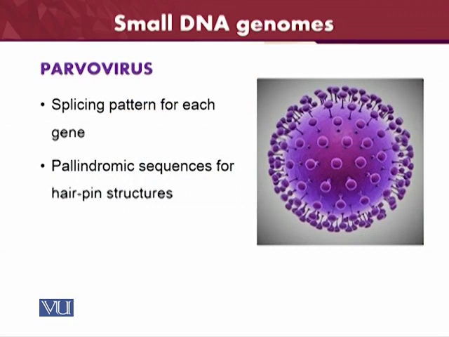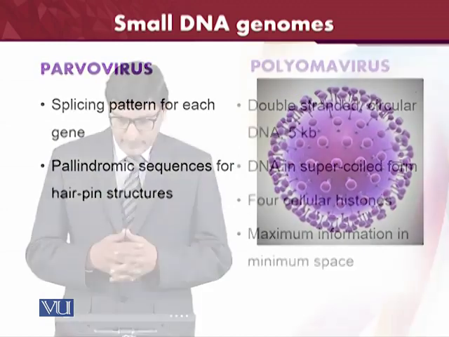Then for the parvoviruses, the splicing pattern of each of the genes, and the palindromic sequences for the hairpin structures are very important.